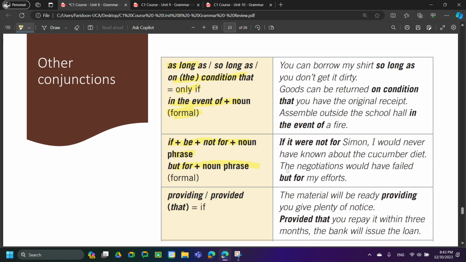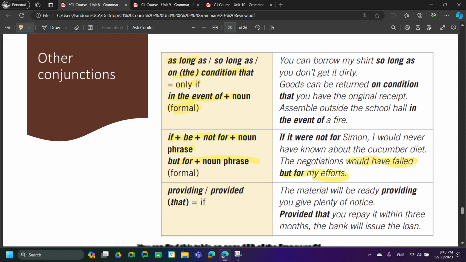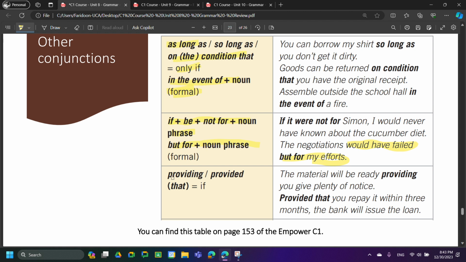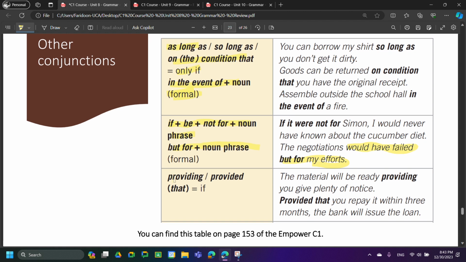And the other one is, the negotiations would have failed but for my efforts. The point is that they didn't fail. Okay, the negotiations did not fail because you were there, because you put in the effort. Okay. And another one is using provided or providing that, and it just means if.